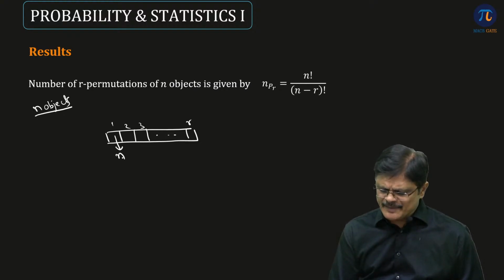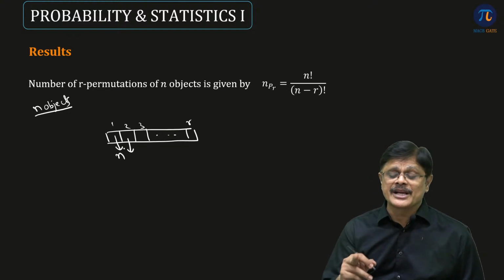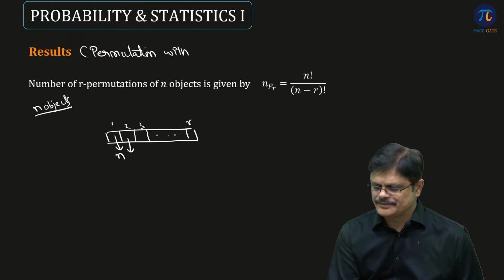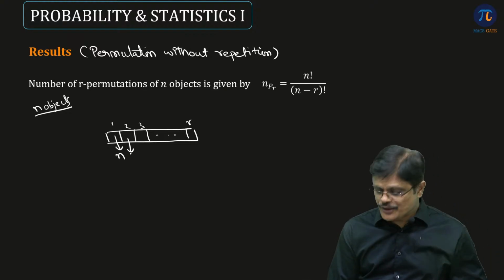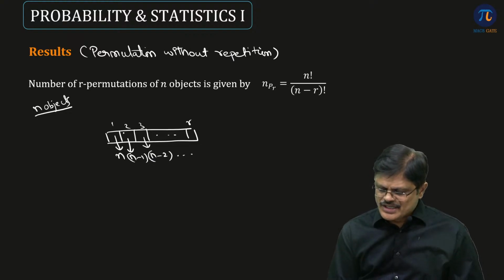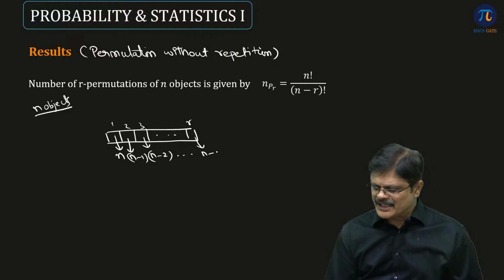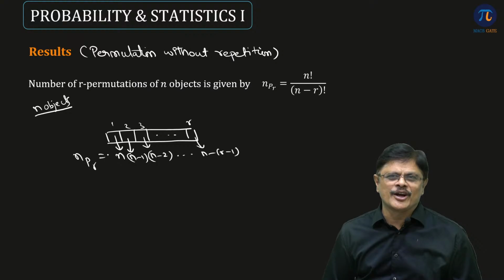So, the first object can be selected from any of these n objects, and the second object can be selected, because it is permutation without repetition. So, what happened? For the second object, you have only n minus 1 choices. For the third object, you have n minus 2 choices. So, the second object is n minus 1, third object is n minus 2, and the rth object is n minus r plus 1. So, this is the number of r permutations of n objects.